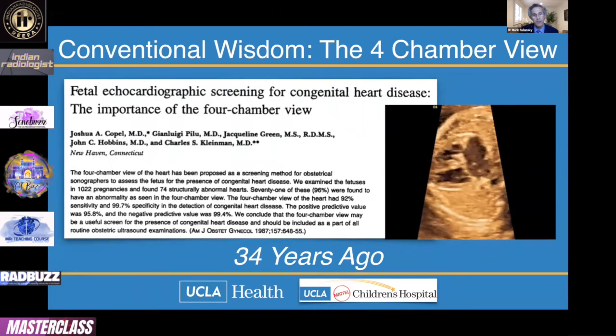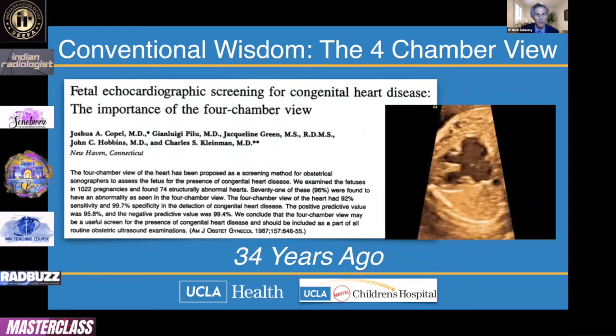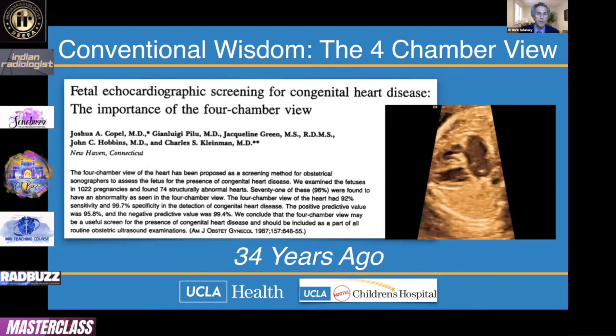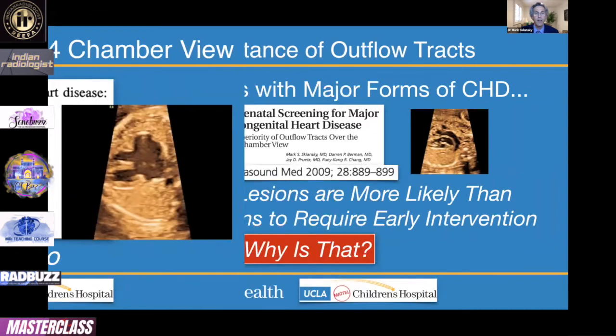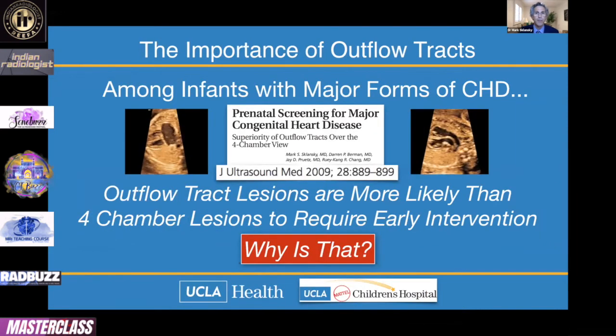But it is interesting, just 34 years ago, this is Josh Copel and his colleagues and other people, Greg DeVore, Lindsay Allan and others, wrote about, published around the same time, the importance of the 4-chamber view for detecting heart disease. And of course, we know now that the 4-chamber view does not detect a significant percentage of heart disease.